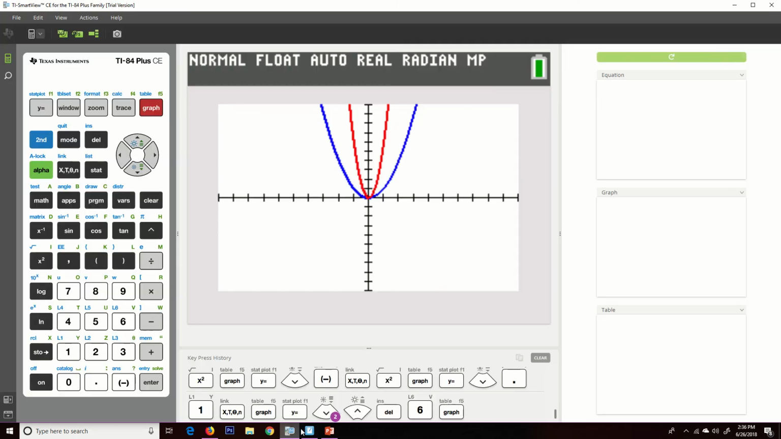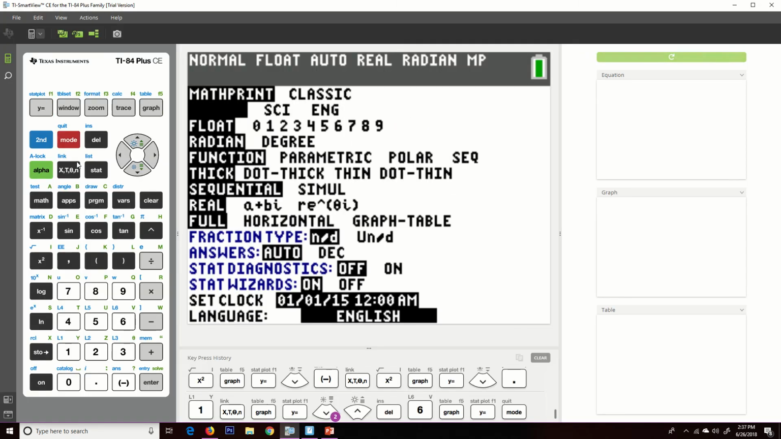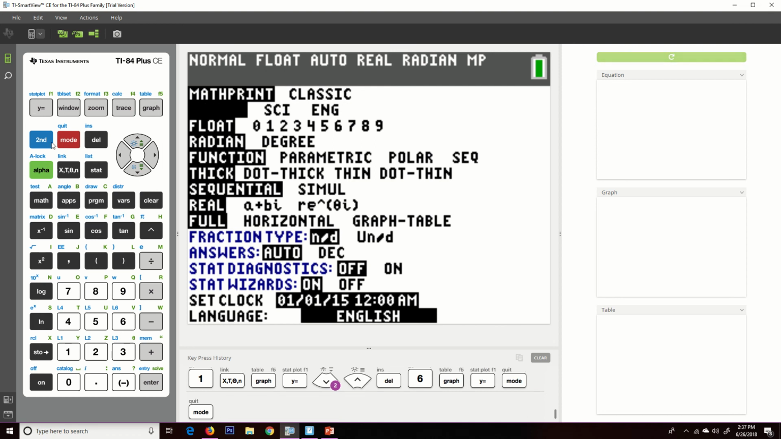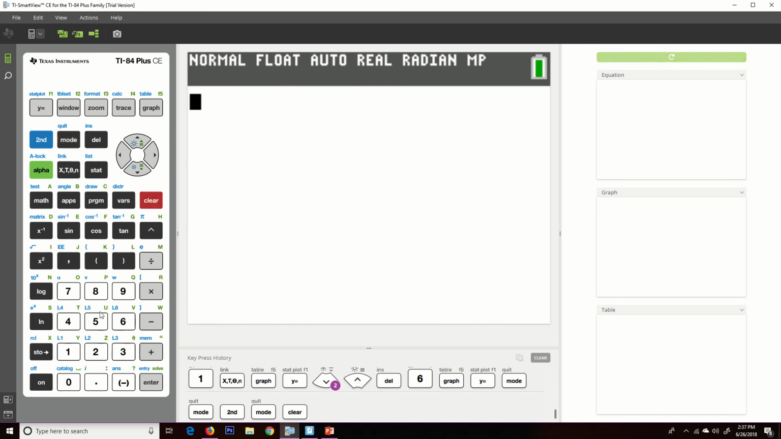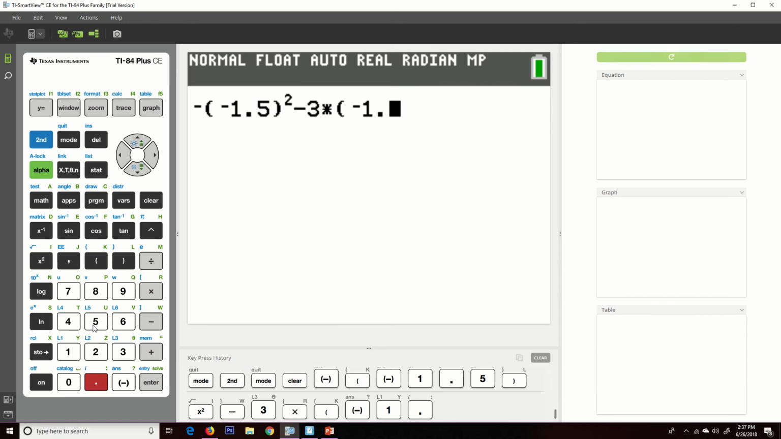And so if I want to plug negative 3 over 2 into this function, it's a fraction, so just for expediency's sake, the second function is what I want. There we go. Let's clear this out. It's negative 3 over 2, which is negative 1.5. Negative 1.5 quantity squared minus 3 times negative 1.5 and then plus 4.